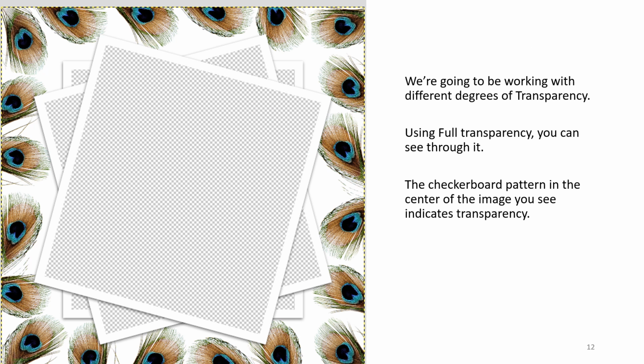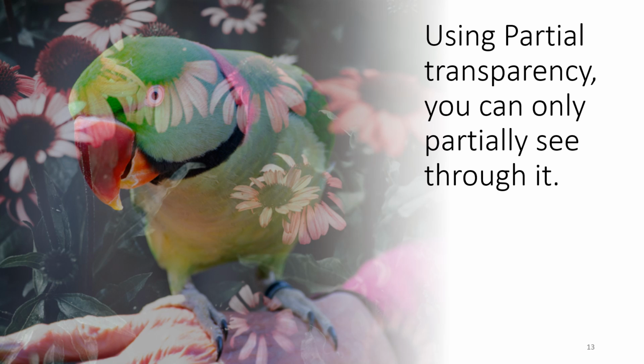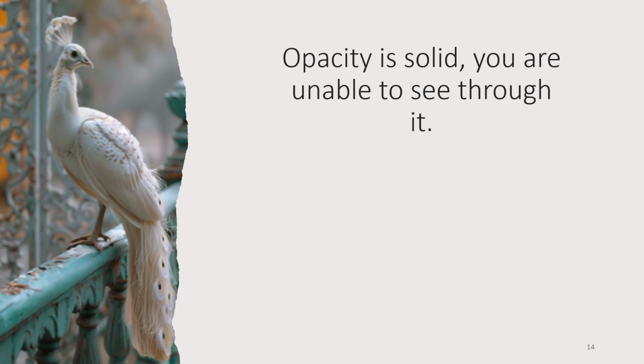We're going to be working with different degrees of transparency. Using full transparency, you can see through it. The checkerboard pattern in the center of the image you see indicates transparency. Using partial transparency, you can only partially see through it. Opacity is solid. You are unable to see through it.